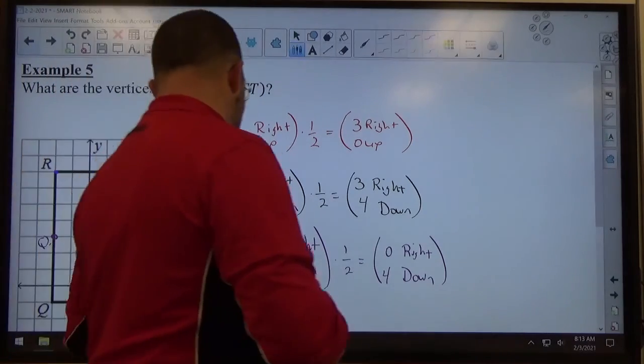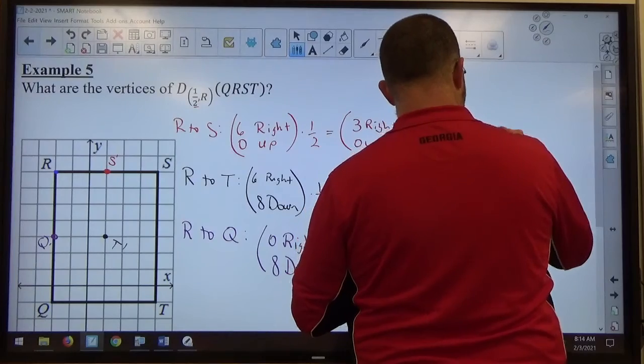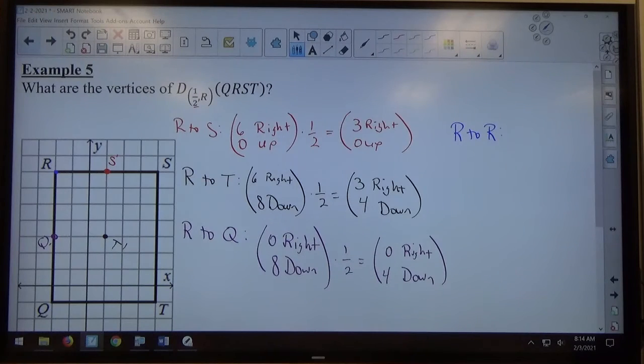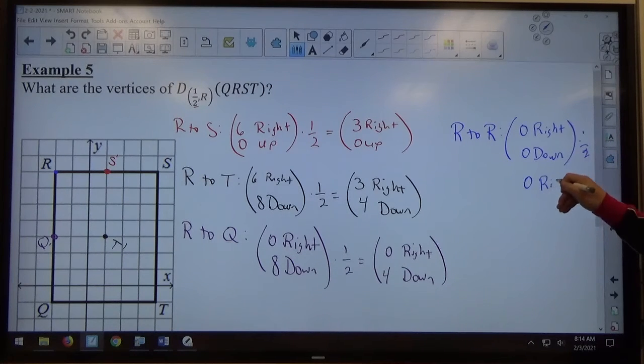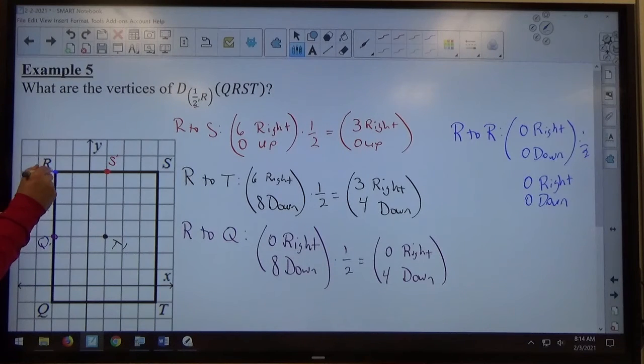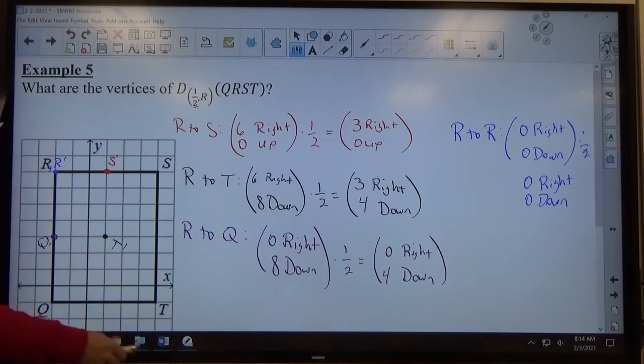And my final point is from R to R. How do we get from R to R? 0 both, right? So 0 right and 0 down, or up, take your pick. Multiply that times 1/2, and you're going to get 0 down, 0 right, correct? So 0 right, 0 down. So R prime is in the exact same spot R is. So R prime, S prime, T prime, Q prime have all been identified.